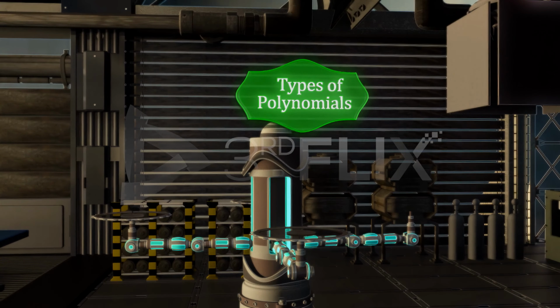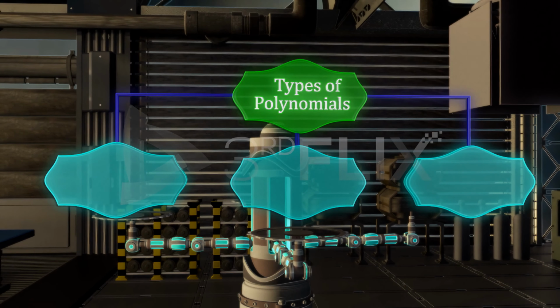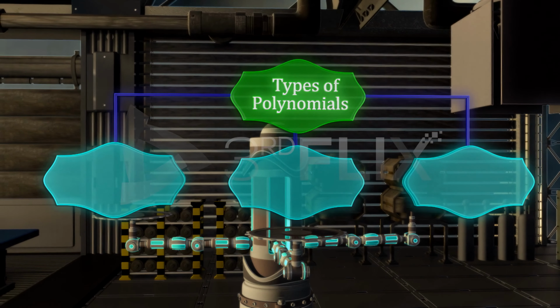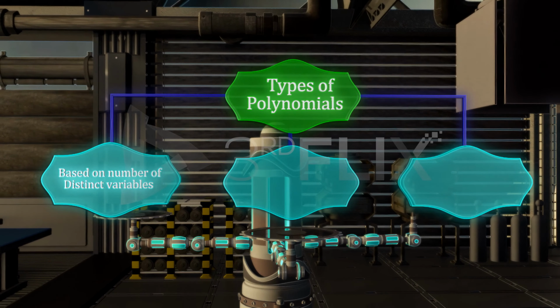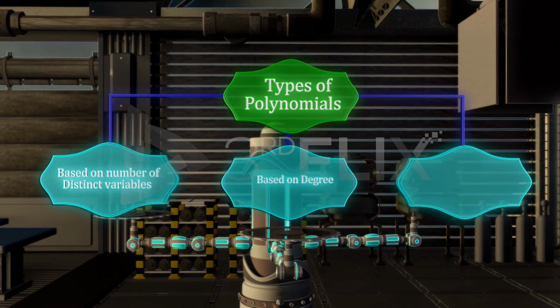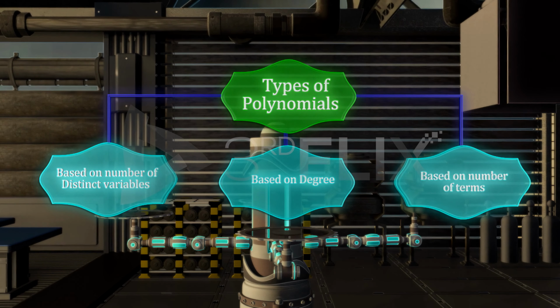Types of polynomials. Generally, we divide polynomials into three categories. One, based on the number of distinct variables. Two, based on degree. Three, based on the number of terms.